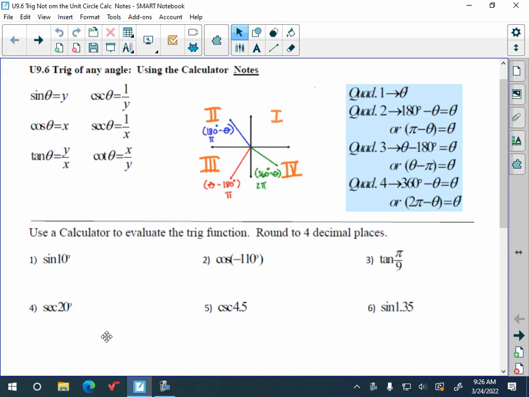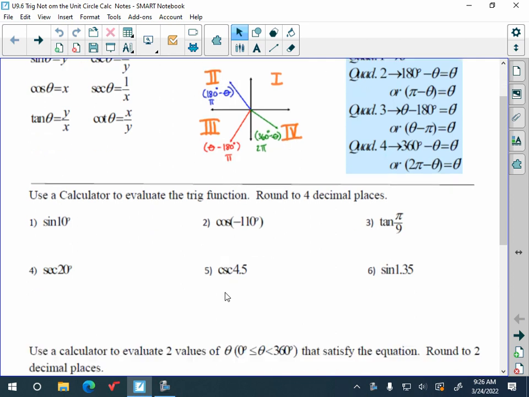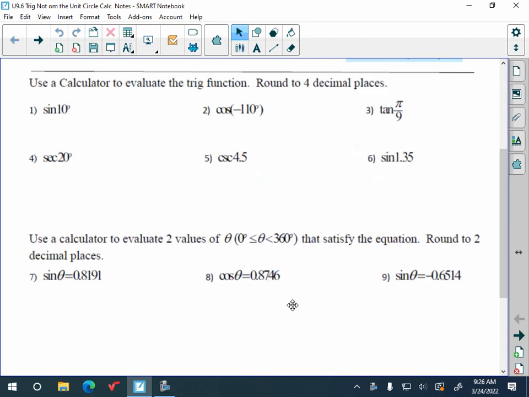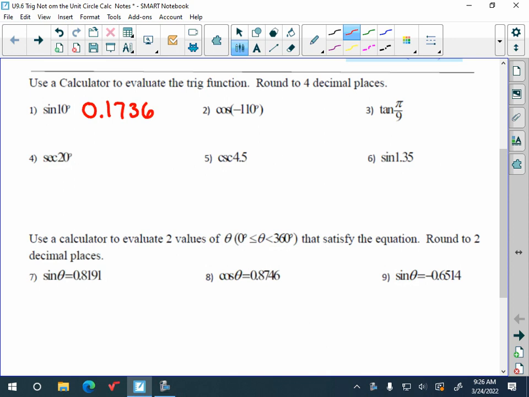Can find your answer. All right, so sine 10 degrees. We're going to go to 4 decimal places. All right, so you should get 0.1736. So sine 10 degrees.